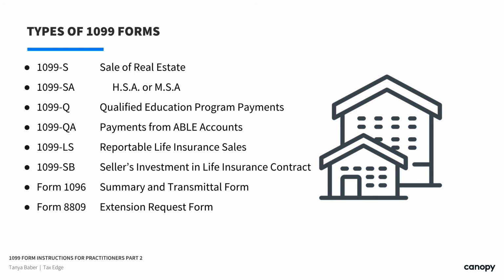And then the one that you will see for every single type of form, no matter what, is the 1096. It's like your cover page. It's a summary and your transmittal form. So no matter what kind of 1099 you ever send for a business, it has to go with a 1096. So that's one you're going to see on every occasion. And you may have an opportunity or need to use the 8809. That's our extension request form. That's a whole lot of different ones that we'll be covering. I know we're just touching on the names, but we're going to dive into each one of these as we go here.